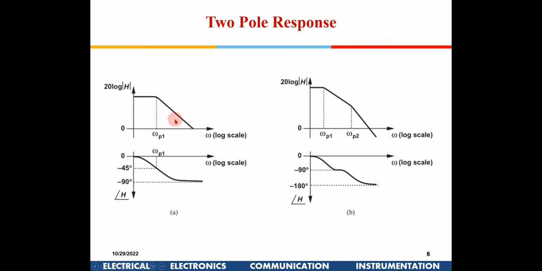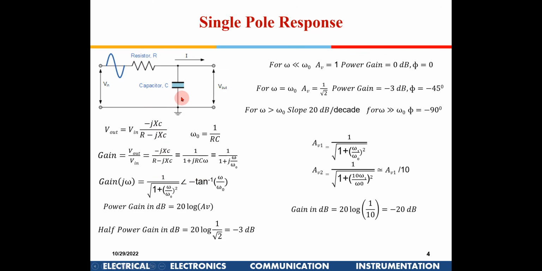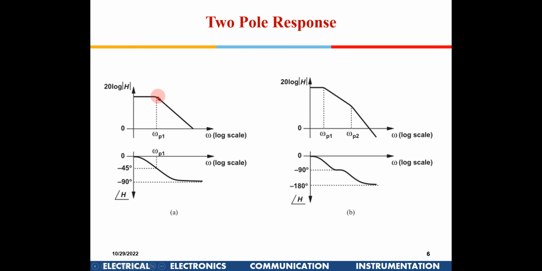Now, if I have two poles. What do you mean by pole, sir? This is a pole, an RC combination, a low pass filter. So now we have a single pole out here. This is 45 degree, and it goes to 90.